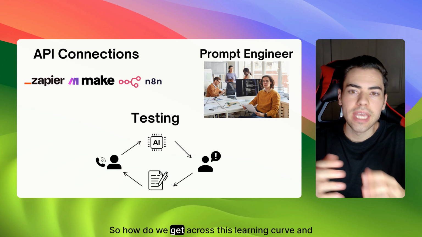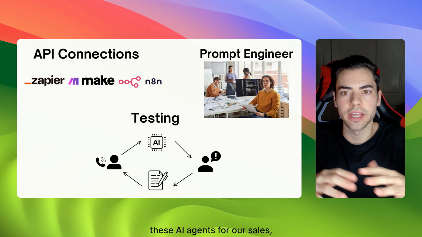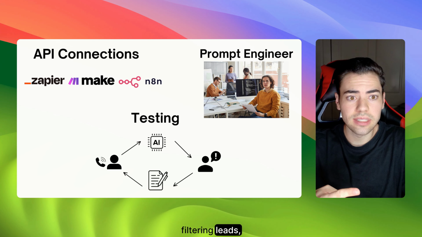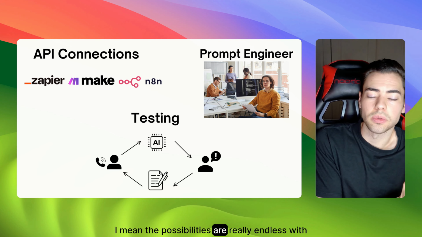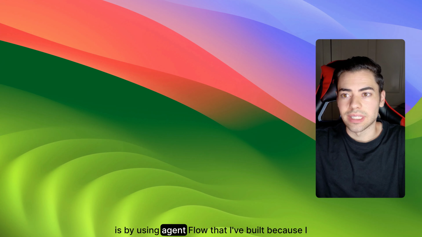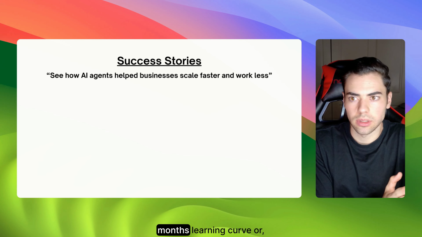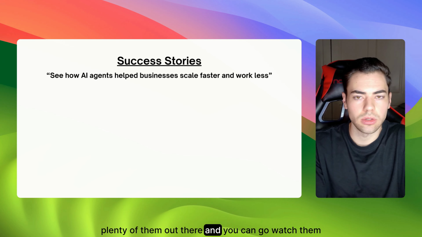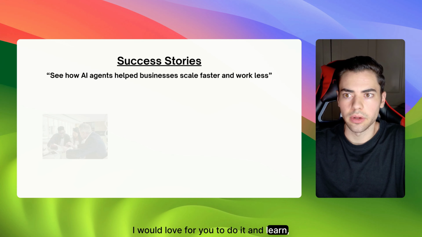So how do we get across this learning curve and how do we start making money straight away with these AI agents for our sales, for our customer support, filtering leads, helping us as a personal assistant? I mean, the possibilities are really endless with this, is by using AgentFlow that I've built, because I don't want you to have to go through that 12 months learning curve or watch another YouTube tutorial, because there's plenty of them out there and you can go watch them and feel free to do it. I would love for you to do it and learn.